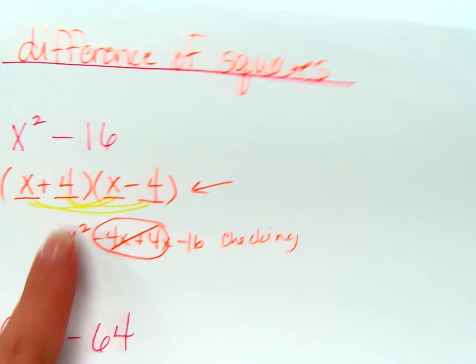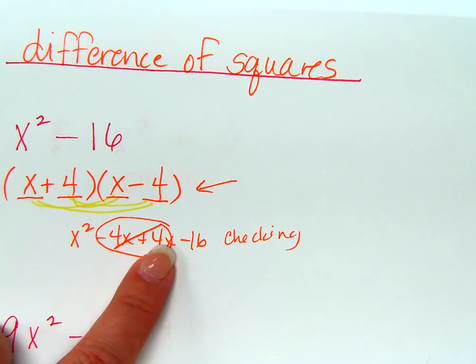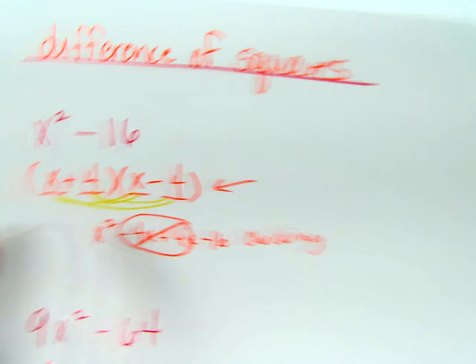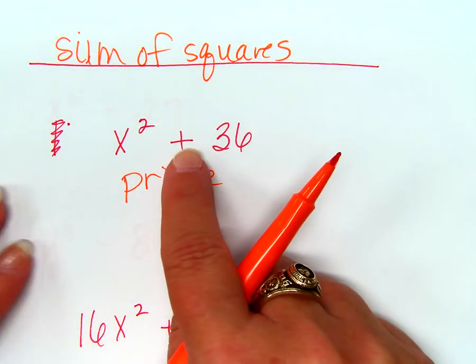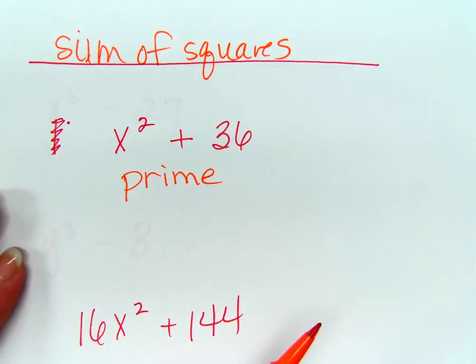If I made these both positive, wouldn't I have a plus 8x here? And if I made them both negative, wouldn't I have a minus 8x here? I'd have a middle term. This doesn't have a middle term. There's nothing I can put down that'll make this multiply back together to give me x squared plus 36. So it's prime.